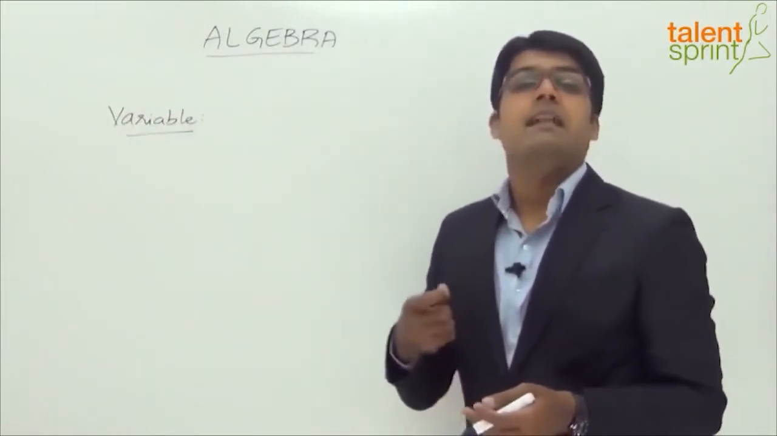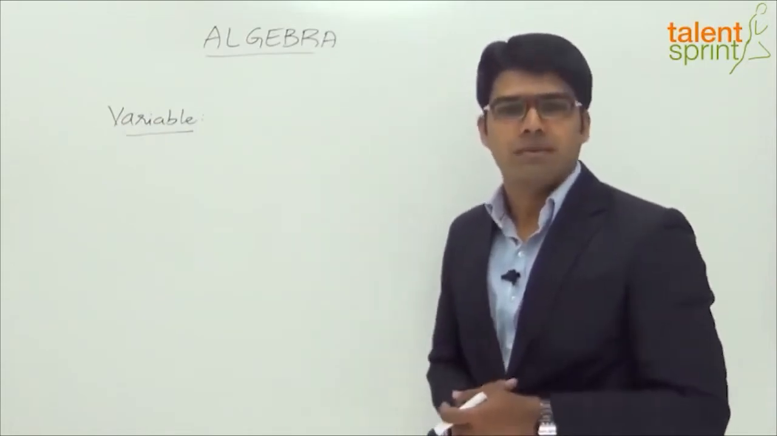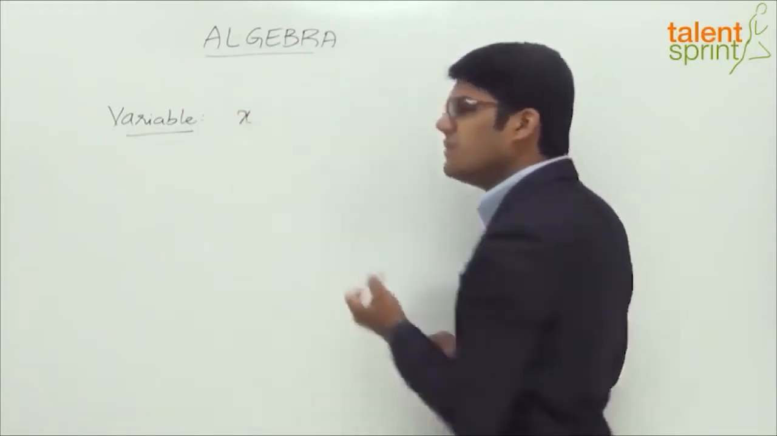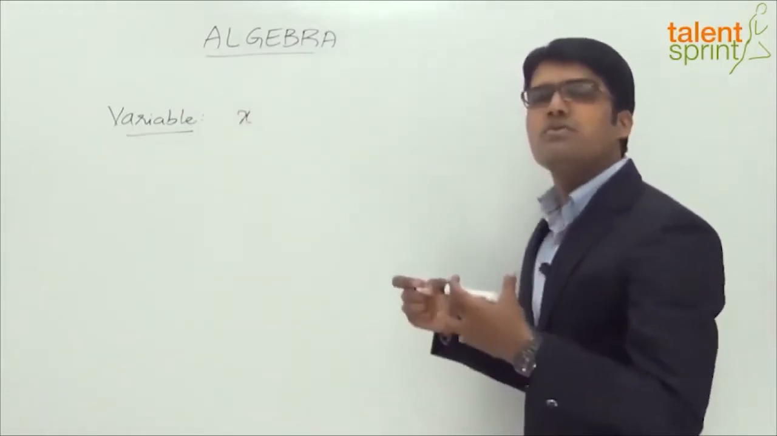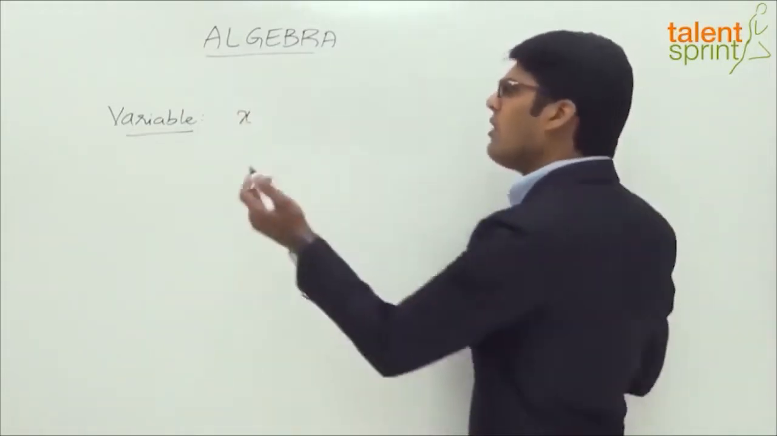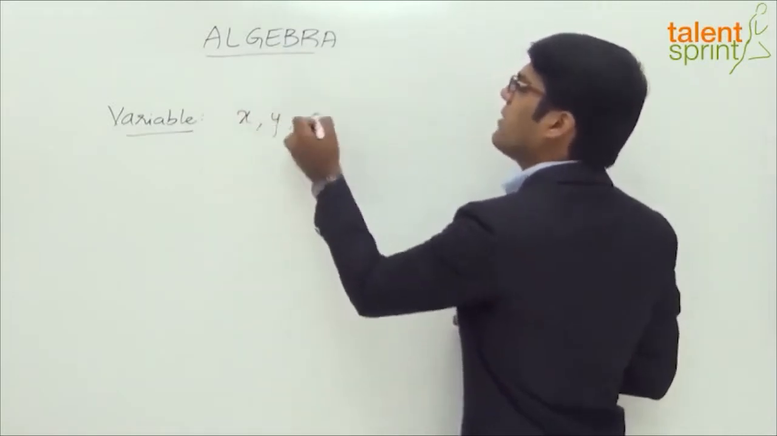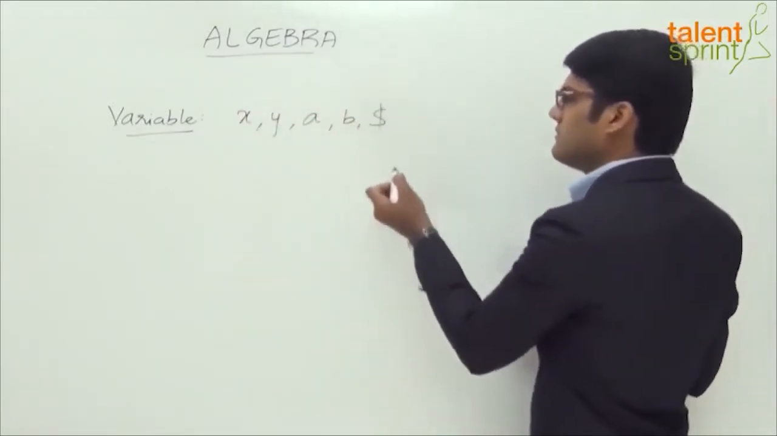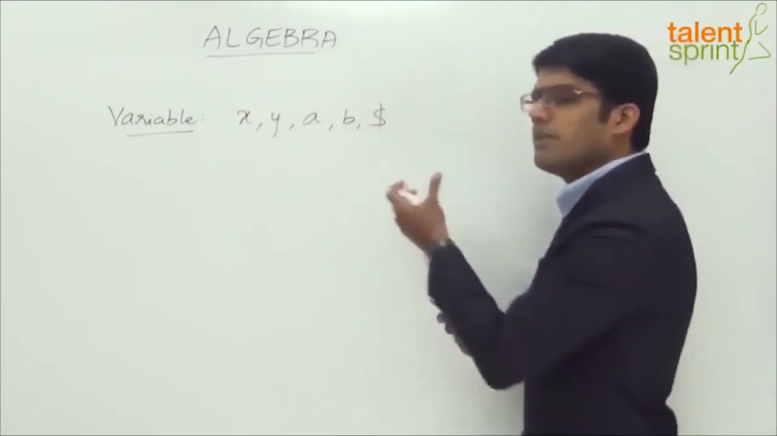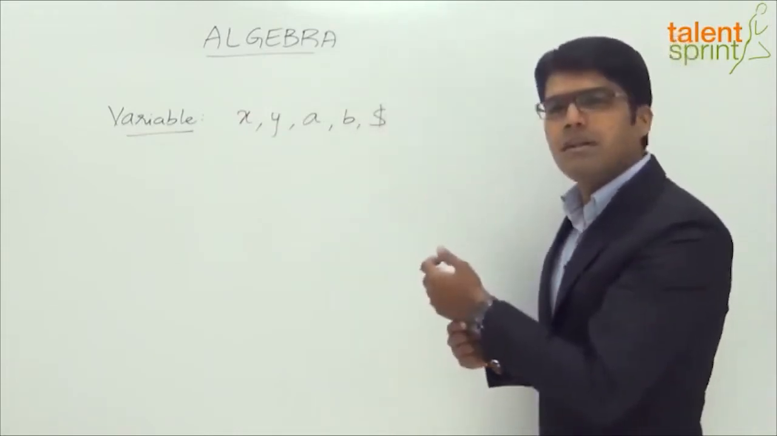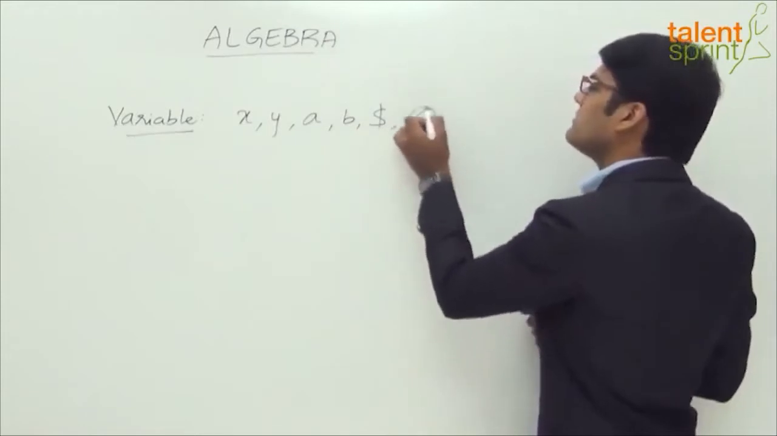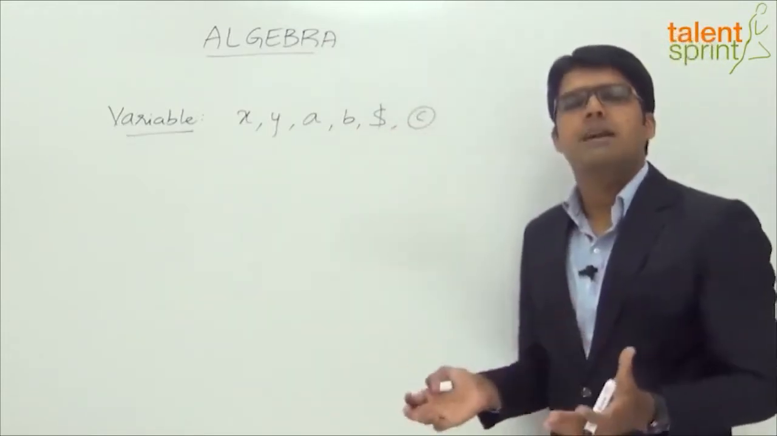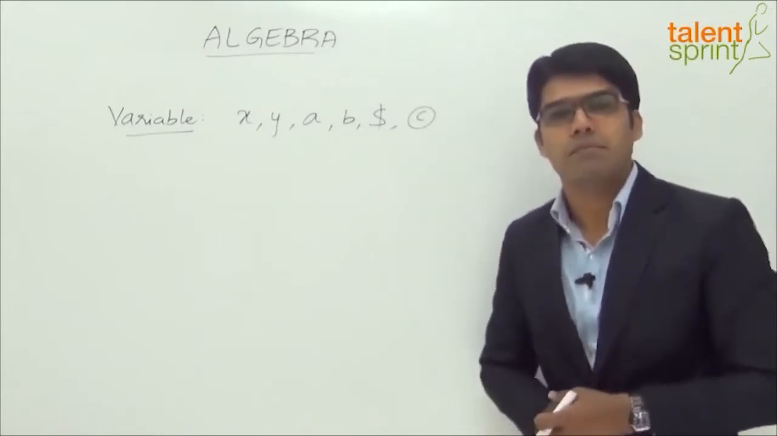It represents an unknown number or an unknown value, right? So that's a variable. To take an example, x. Generally we use x, the most commonly used variable, or it can be any other letter, like y or a or b, or for that matter any symbol, let's say a dollar sign. It's just a symbol. Or I can use the symbol of coffee. So a variable is nothing but a symbol which is used to represent a number.